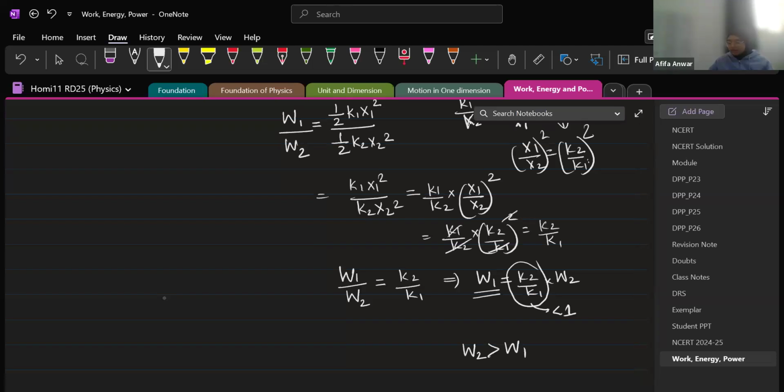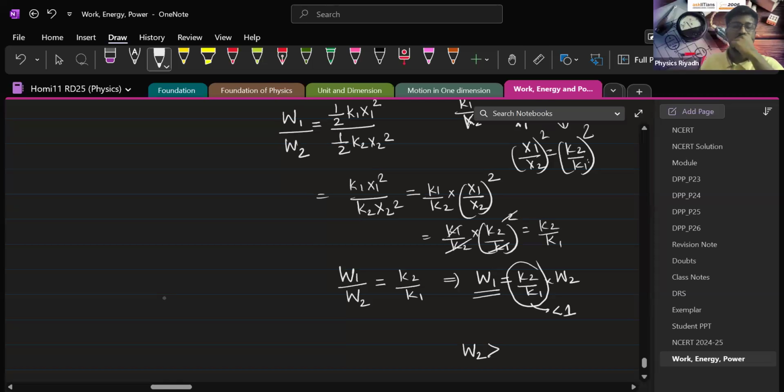There's another way, right? If K1 is greater than K2 and the force is the same, that means X2 is greater than X1. So if X2 is greater, then work 2 will also be greater. Can we just deduce it like that? You can think of it like that also. No problem. Easier.